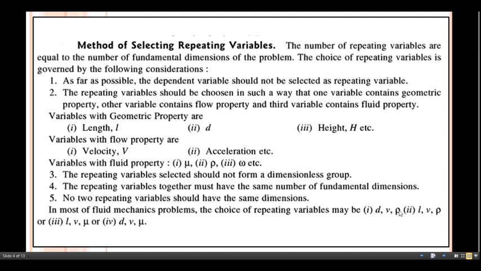What about the next one? This indicates the fluid property. In this way, we have to group the various terms. So this is nothing but the geometric property, this is the flow property, and this is the fluid property. Same case with the other things also.